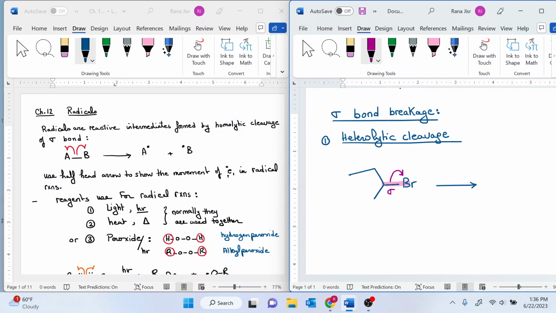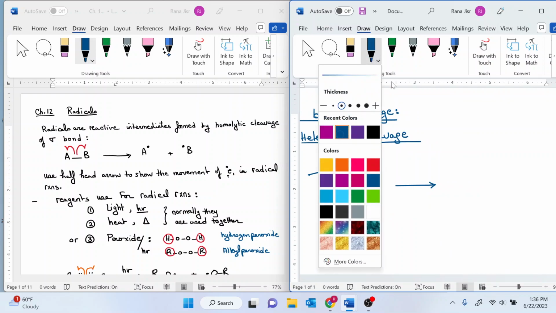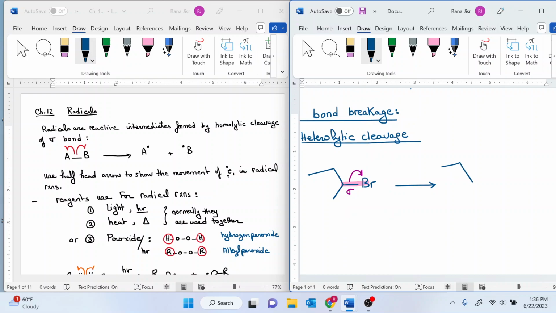Here I chose the bromine. So the bromine is going to take all the electrons and leave the carbon electron deficient. To represent this, you put a positive charge on the carbon, indicating that the carbon lost electrons, and a negative charge on the bromine, indicating that the bromine gained electrons. The bromine already has three lone pairs, and you added two more electrons from the sigma bond, so you need to show that the bromine is fully charged with two more electrons.